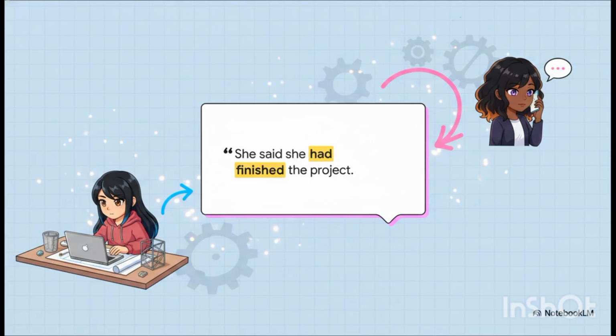Just a quick side note here, look at how this exact same logic perfectly applies to reported speech. She said she had finished the project. The timeline doesn't change one bit. She finished the project first, the earlier action, and then later she spoke about it. It's the exact same pattern playing out.